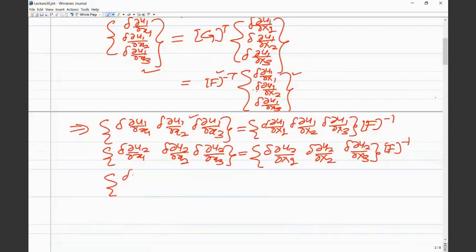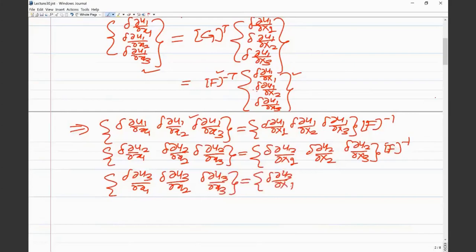Similarly, delta of del U3 upon del x1, delta of del U3 upon del x2, delta of del U3 upon del x3 can be written as delta of del U3 upon del capital X1, delta of del U3 upon del capital X2, delta of del U3 upon del capital X3, into F inverse. So these are the three rows, first row, second row, and third row of the delta small h matrix.